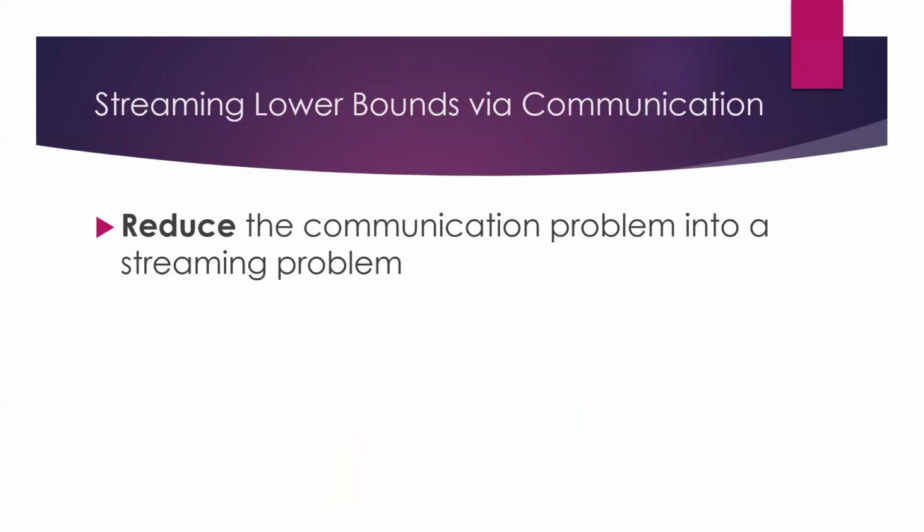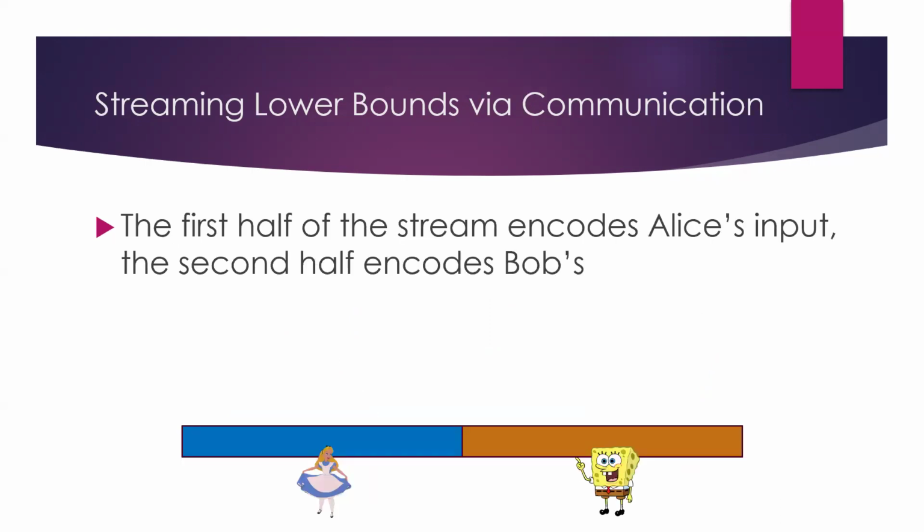Okay, so indeed, what we are going to do is to take a communication problem and reduce it into a streaming problem, meaning that if I have a streaming algorithm that doesn't use a lot of memory, for some reason this will result in a communication protocol that doesn't send a lot of communication. And then lower bounds for the communication problem would translate to space lower bounds for the streaming problem. So the general recipe is going to look something like this.